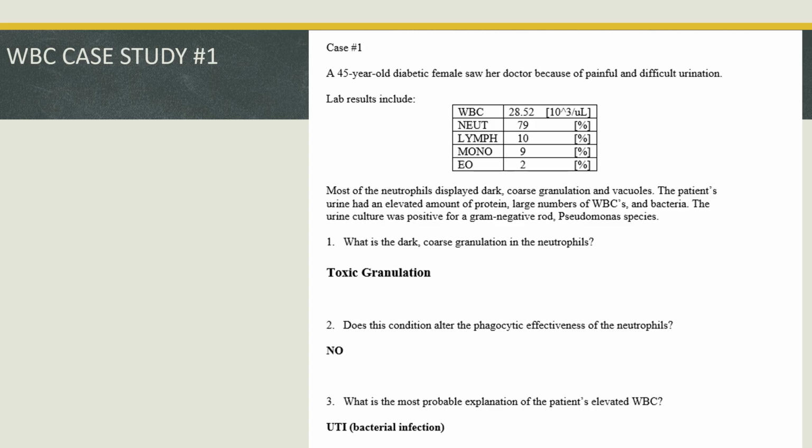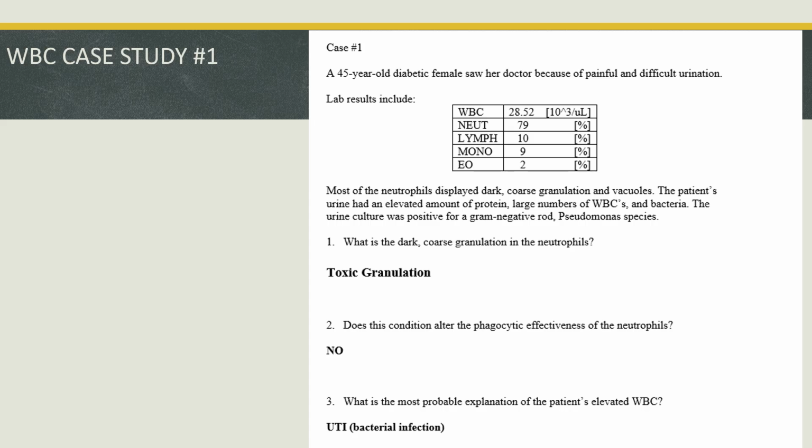Okay, let's start out with case study number 1. A 45-year-old diabetic female saw her doctor because of painful and difficult urination. So the first thing we want to do is look at the lab results that we have. We have a white blood cell count of 28.52, neutrophil count of 79%, lymphs at 10%, monos at 9%, and eos at 2%. Most of the neutrophils displayed dark, coarse granulation and vacuoles. The patient's urine had an elevated amount of protein, a large number of white blood cells and bacteria, and the urine culture was positive for a gram-negative rod, Pseudomonas species.